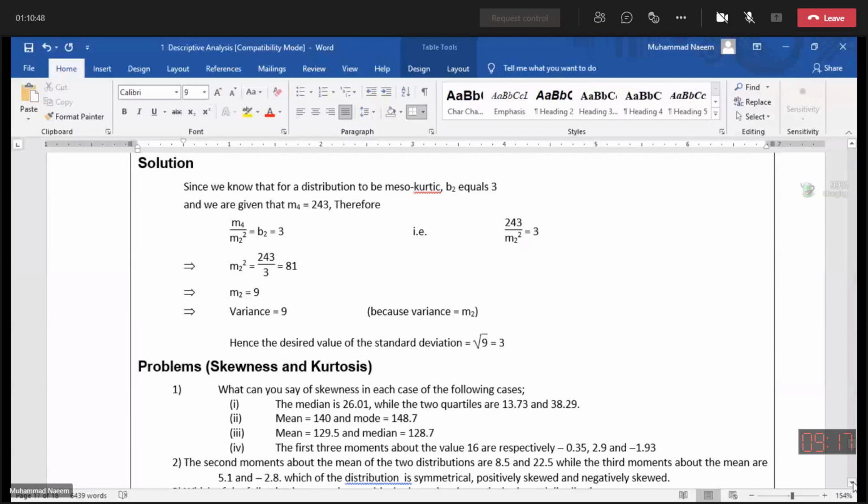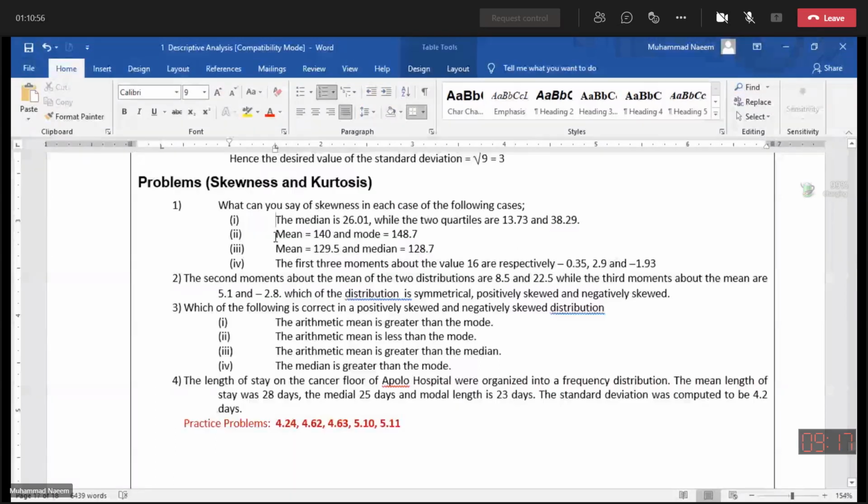Second part is simple. As mean is less than the mode, this means mean is on the left hand side of the mode. So the distribution is negatively skewed. In third case, mean is greater than median, means mean is on the right hand side of the median. So the distribution is positively skewed. In this case, moments about a value 16 are given. What about the skewness?